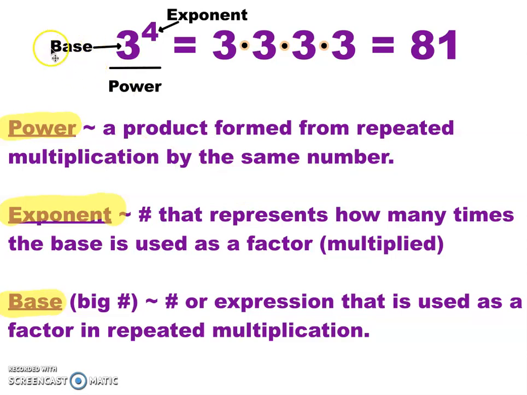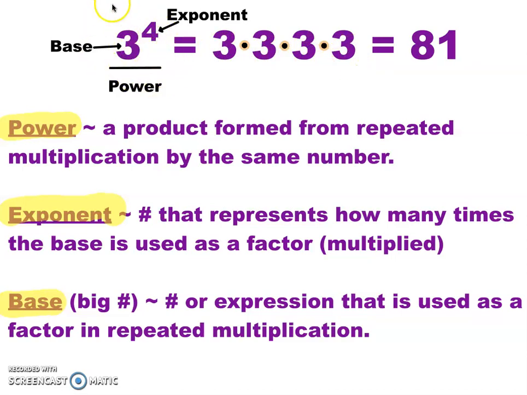So first, our first define is of the base. The base is our big number here. This little number up here is going to be our exponent. This little exponent is going to be telling us how many times our base is multiplied by itself. One of the biggest mistakes I see is students want to do 3 times 4 and make it 12. This is not 12. This is 3 times 3 times 3 times 3.